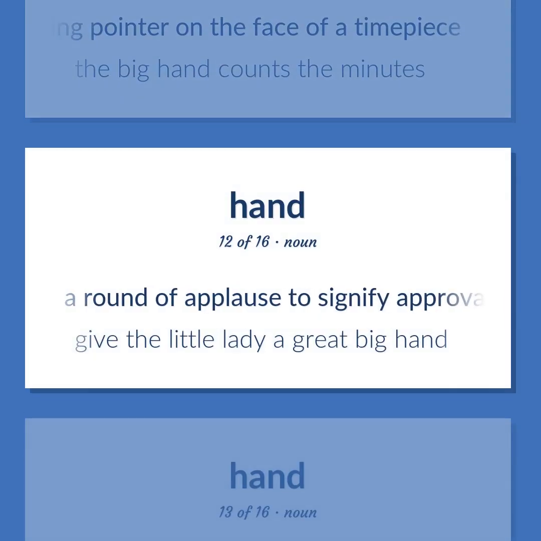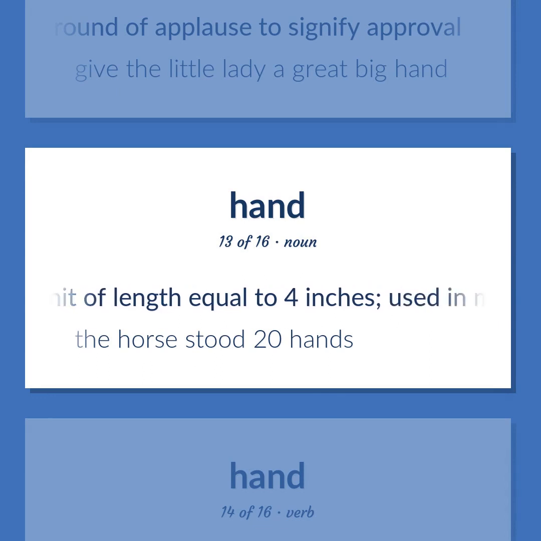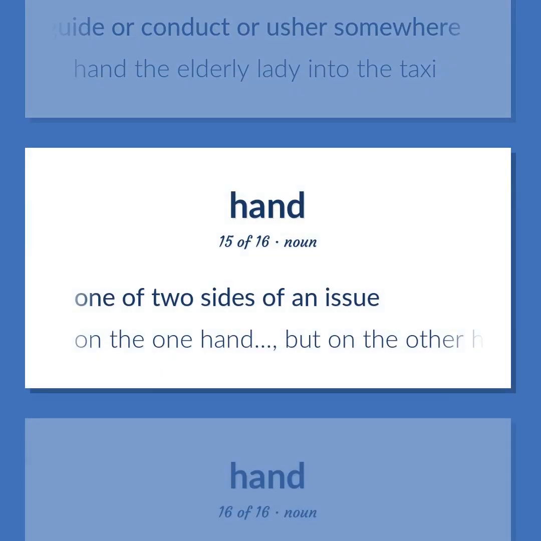A round of applause to signify approval. Give the little lady a great big hand. A unit of length equal to 4 inches, used in measuring horses. The horse stood 20 hands. Guide or conduct or usher somewhere. Hand the elderly lady into the taxi. One of two sides of an issue. On the one hand, but on the other hand.